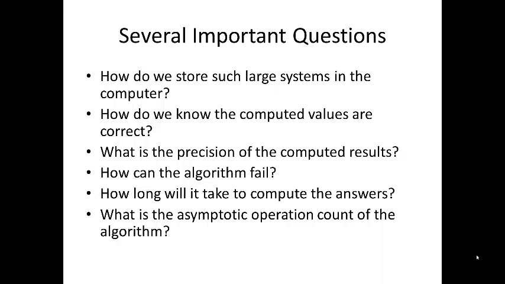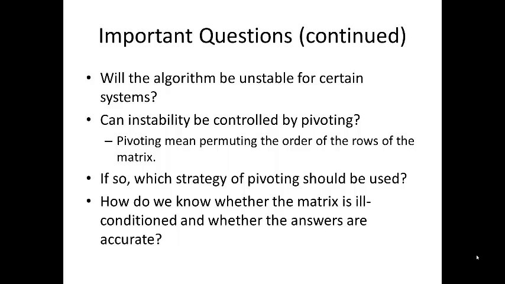We'll continue these questions on the next slide, since there seem to be a lot of them, found on page 70 in the blue call-out box. Some more questions. Will it be unstable for certain systems? And can this instability be controlled by pivoting? Pivoting basically means permuting the order of the rows in the matrix. If we can use pivoting, which strategy of pivoting should be used? And how do we know whether the matrix is ill-conditioned or whether the answers are accurate at all?